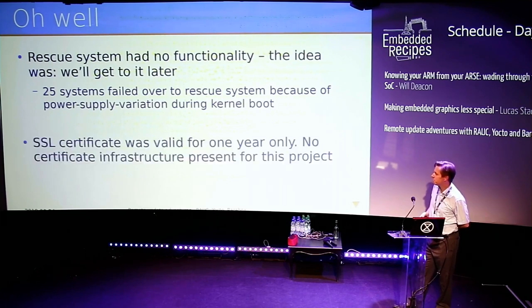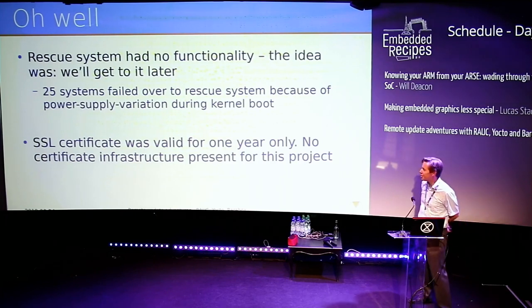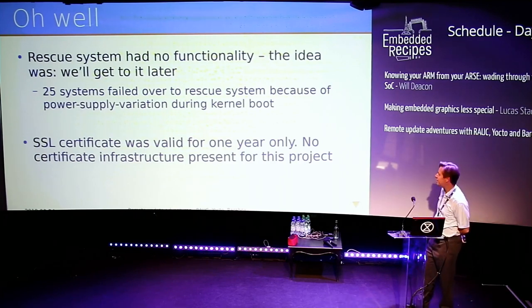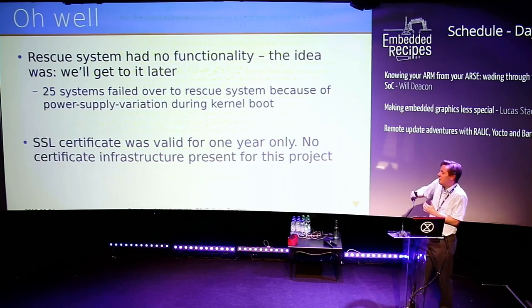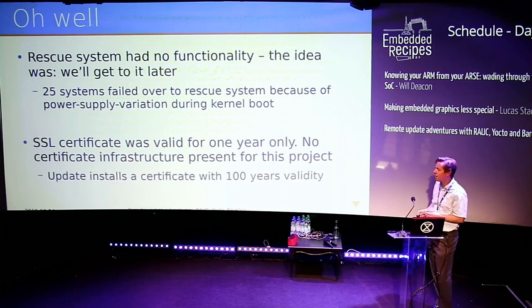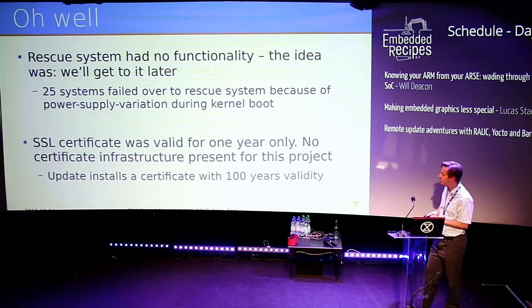Second problem, the SSL certificate I generated to have something ready. It was valid for 1 year only, so it would have ended in October 2019, so in 1 month. And there was no certificate. This problem is much easier to solve because we were aware of it. But as usual, you push it like the homework over the weekend. You do it Sunday evening. So what we are currently doing is deploying an update which has a certificate of 100 years validity.